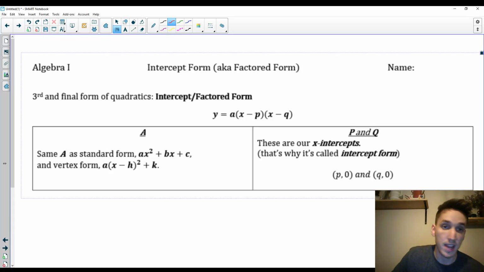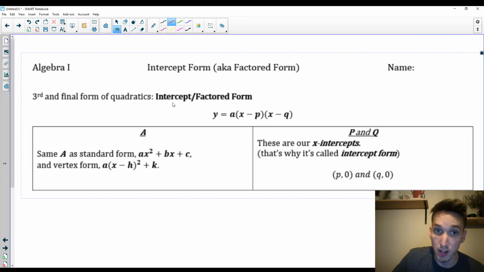So, today we're going to learn more about that third form of quadratics. We're going to call it intercept form, or you'll sometimes hear it called factored form. So, just to recap, we've learned three forms, two before this, and our third today. The first form we learned was standard form, which you'll see right here. And then we learned vertex form, right? And we've talked a lot about both of those.